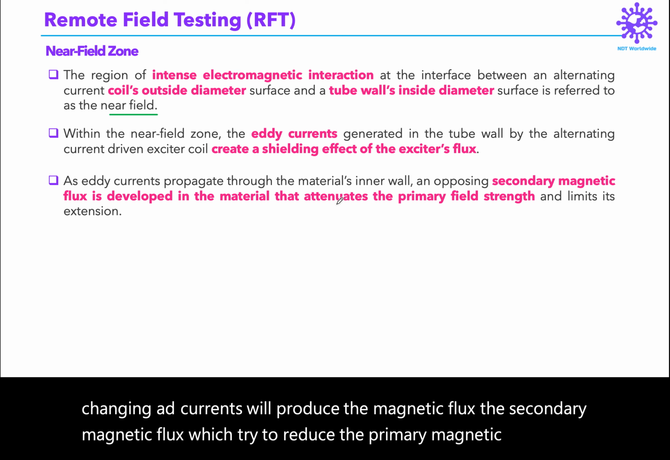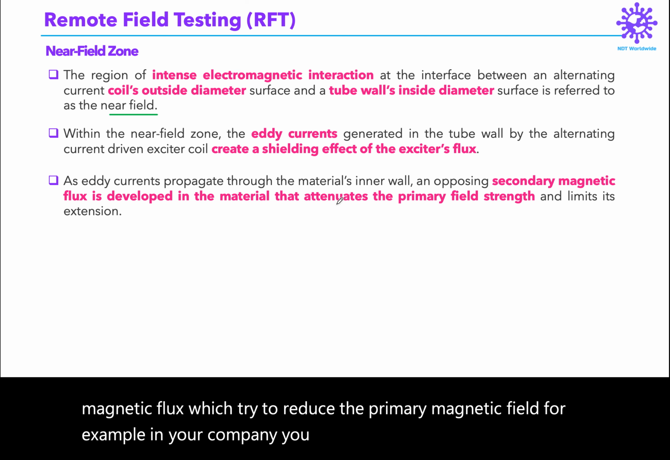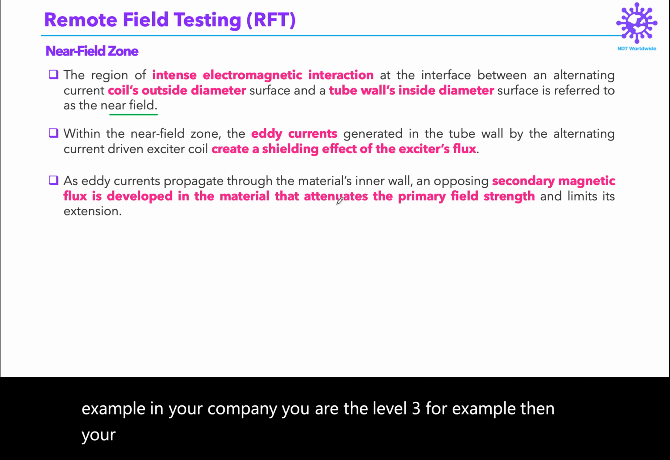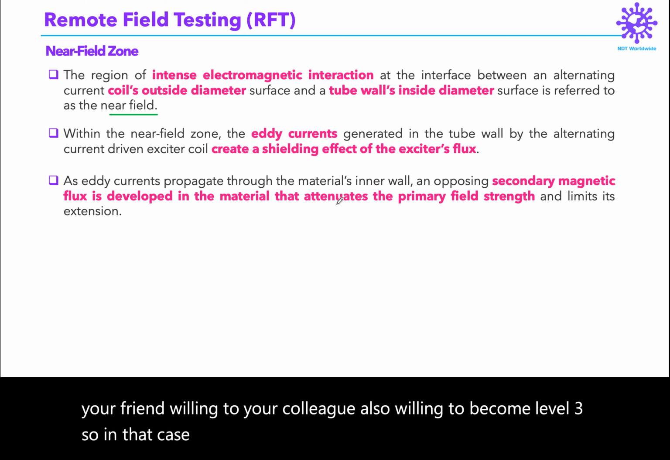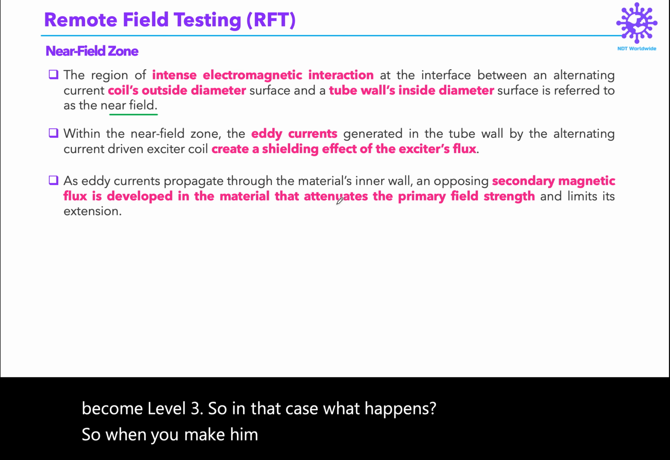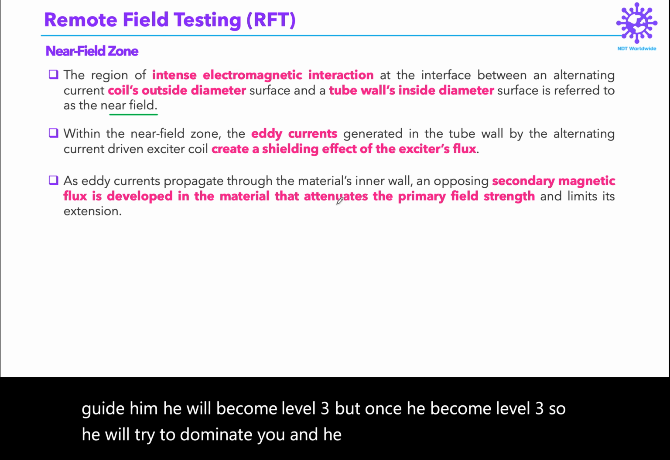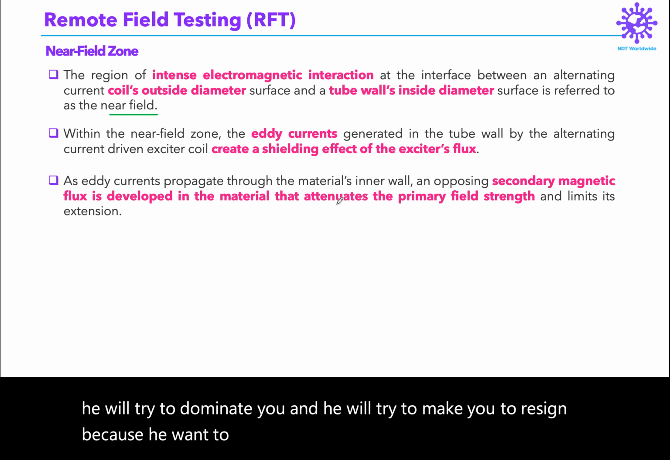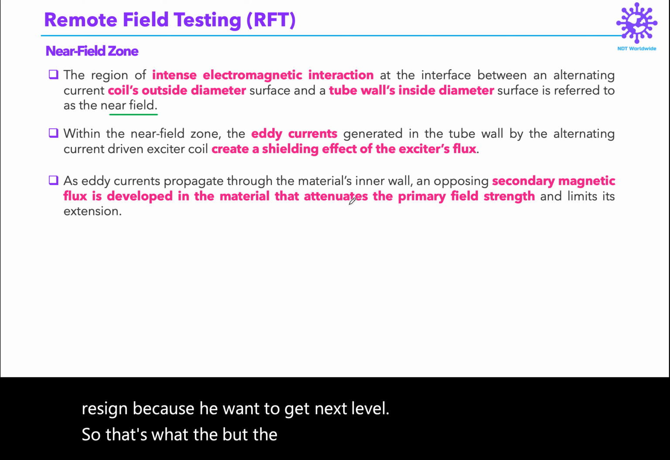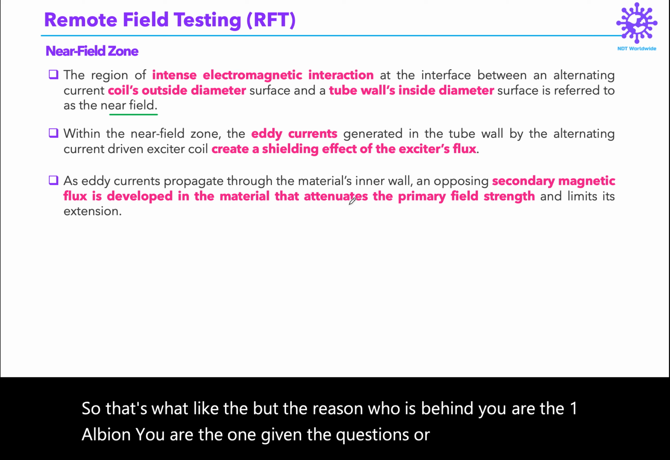For example, in your company you are level 3, and your colleague is also willing to become level 3. When you train him and guide him, he will become level 3. But once he becomes level 3, he will try to dominate you and try to make you resign, because he wants to get to the next level. The reason is that you are the one who helped him, giving the questions and explaining, so he became level 3. Similarly, you need to check the secondary field.